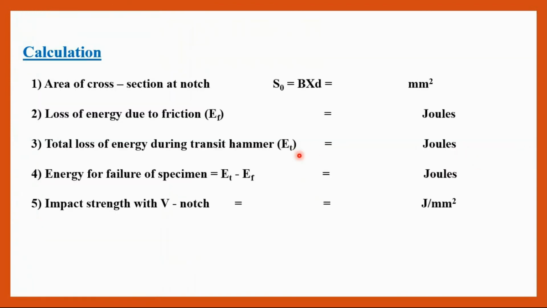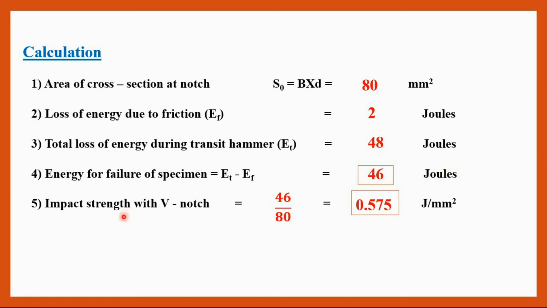Now the calculation part. Area of cross section at notch S naught is given by B into D. B is nothing but the width of the specimen, and small d is the depth below the notch. It is 8 mm. So B is 10 into 8, which is 80 mm square only. Then loss of energy due to friction is 2 joules, which we got in the IZOD impact testing. Then total loss of energy during transit of the hammer is 48 joules. If I subtract the values, we will get the energy for failure of the specimen. So 48 minus 2, we get 46 joules.